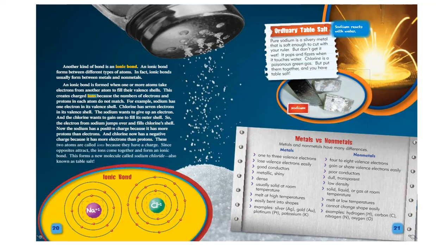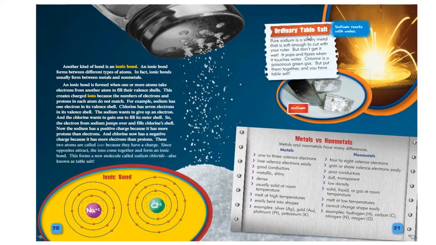Now, the sodium has a positive charge because it has more protons than electrons. And chlorine now has a negative charge because it has more electrons than protons. These two atoms are called ions because they have a charge. Since opposites attract, the ions come together and form an ionic bond. This forms a new molecule called sodium chloride, also known as table salt.